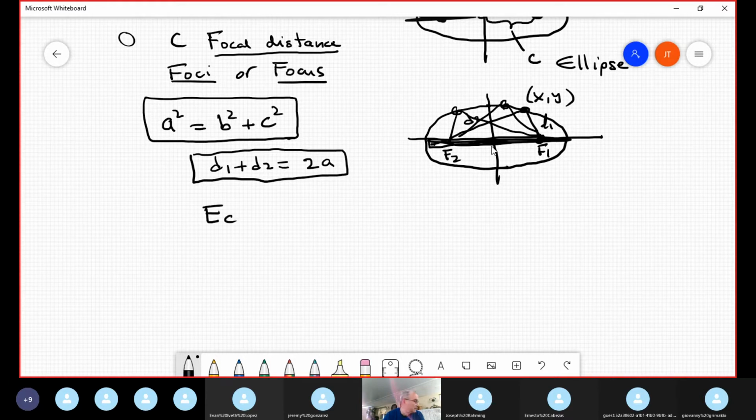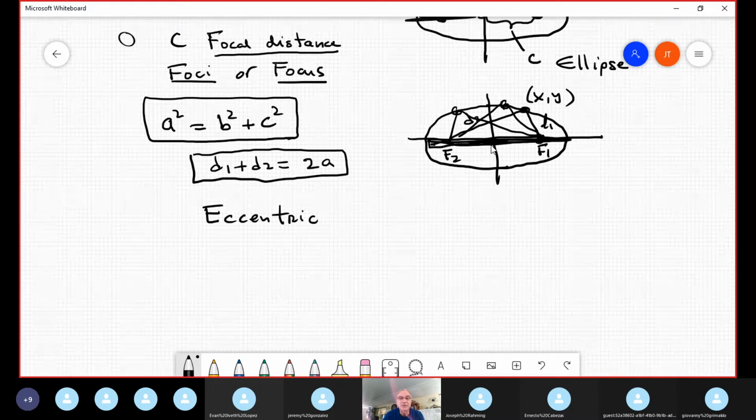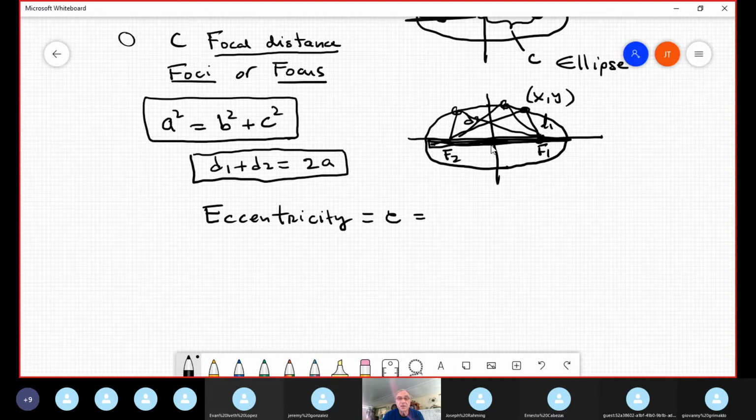What the hell is that? Eccentricity. Well, this parameter is normally called E. The little e is C over A. The eccentricity is C over A. It's a ratio, where C is the focal distance and A is the semi-major axis. What is important? The E.